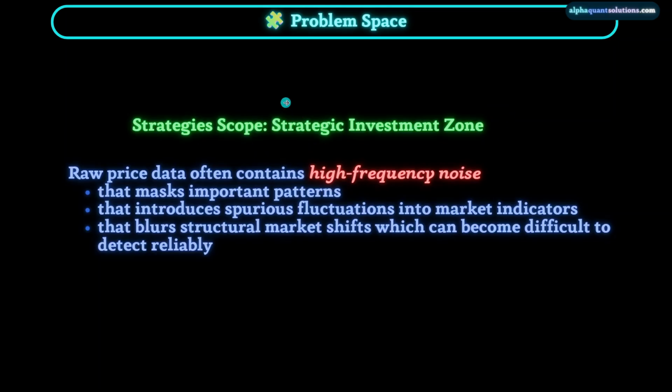And within that zone, what is then the problem space for today's video? Well, it is related to the fact that raw price data often contains high frequency noise. So in our case, we are only focused on the high frequency noise. And this noise comes along with three, let's say, problems. The first one is that it masks important market patterns. The second is that it introduces spurious fluctuations into market indicators. And finally, this noise blurs the structural market shifts, which can become difficult for us to detect reliably.